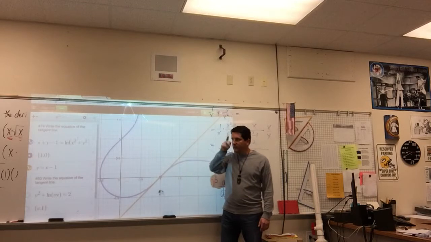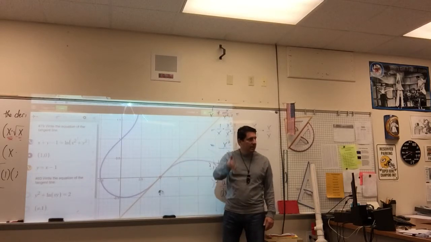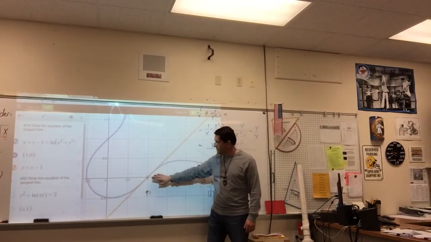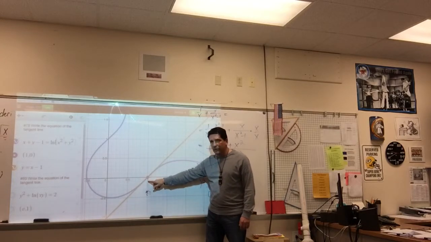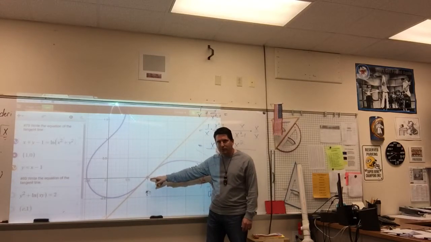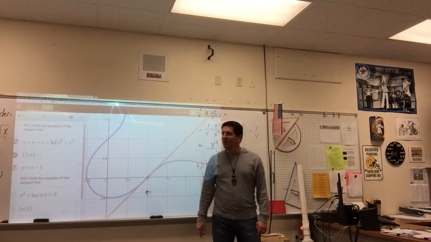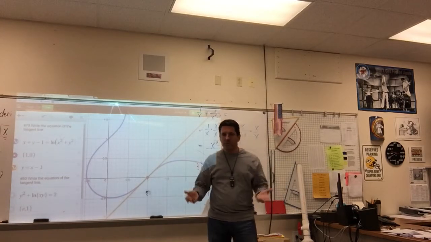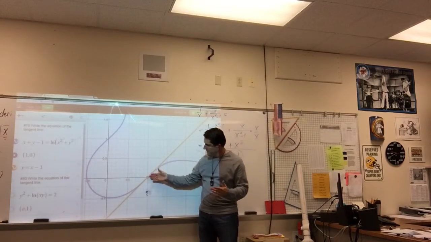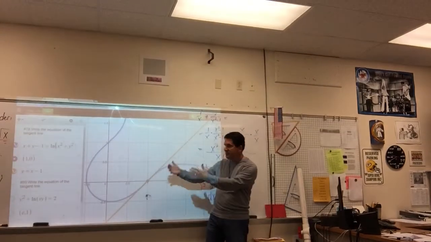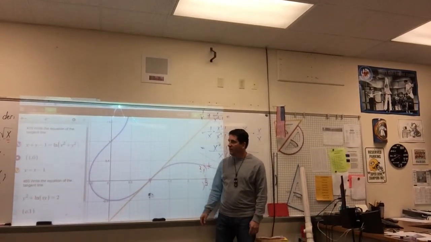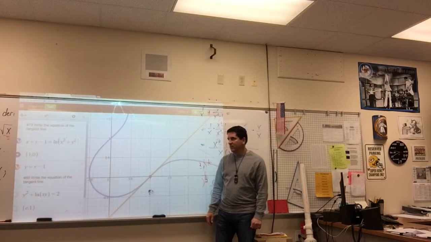It does it on the sine wave all the time. Every time it has to do the flip-flop. And so this is okay. Be okay with this. Even though with a tangent line, we think, well, it can only touch at one point, and it's supposed to stay on the same side. It doesn't have to. What if the point that they give you has a vertical slope?